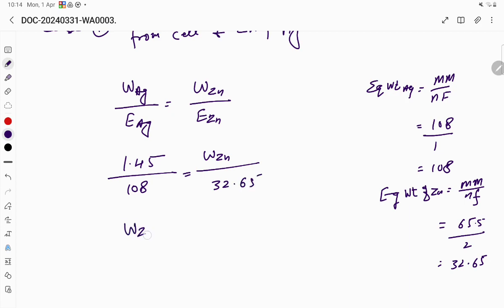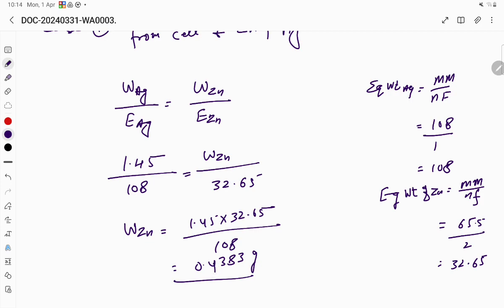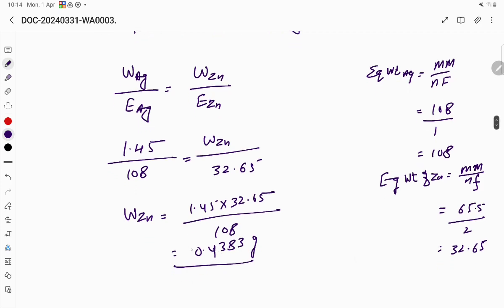So WZn, if you are calculating, student, is 1.45 multiplied by 32.65 divided by 108. It is going to be 0.4383 gram. This is the mass of zinc deposited, 0.4383 gram.